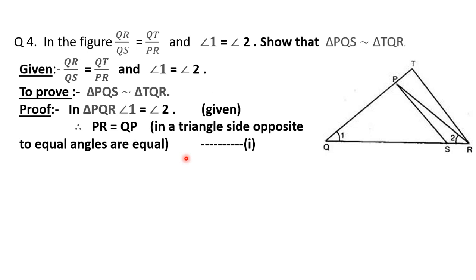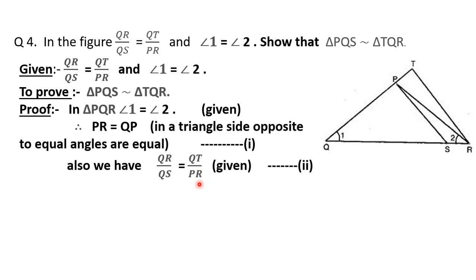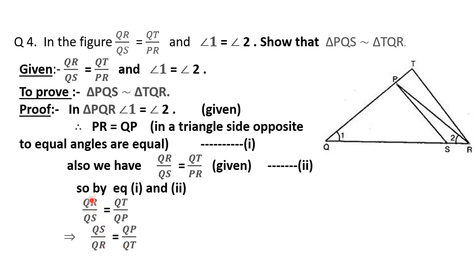Now this is the equation number 1, and we are given QR upon QS is equal to QT upon PR. Now in place of PR, we can put the value by the equation number 1, that is QP. So by the equation 1 and 2, in place of PR, it is QP. Now we can write the inverse of this equation. So it will become QS upon QR is equal to QP upon QT. Now in this figure, we can say QS upon QR is equal to QP upon QT.